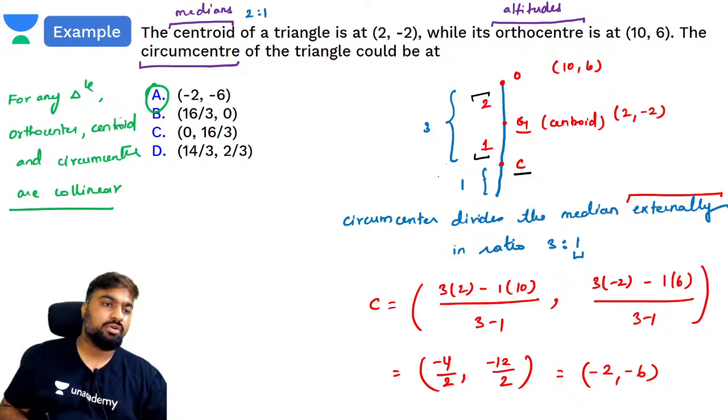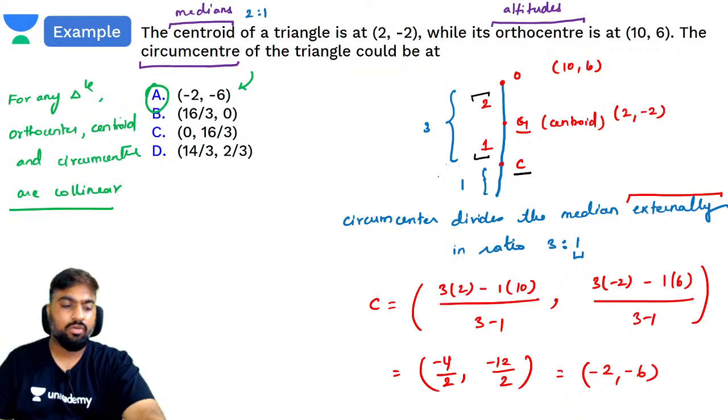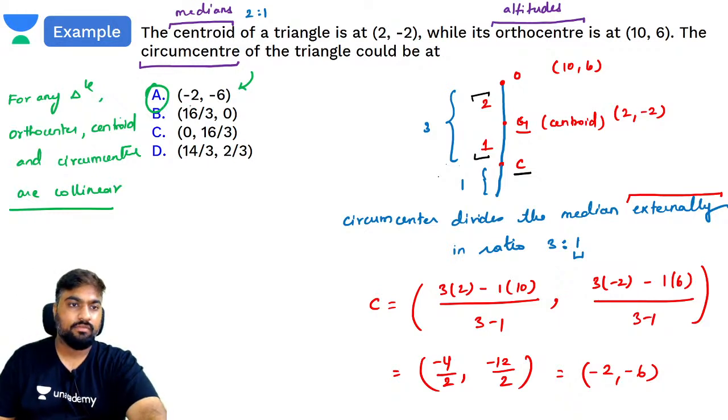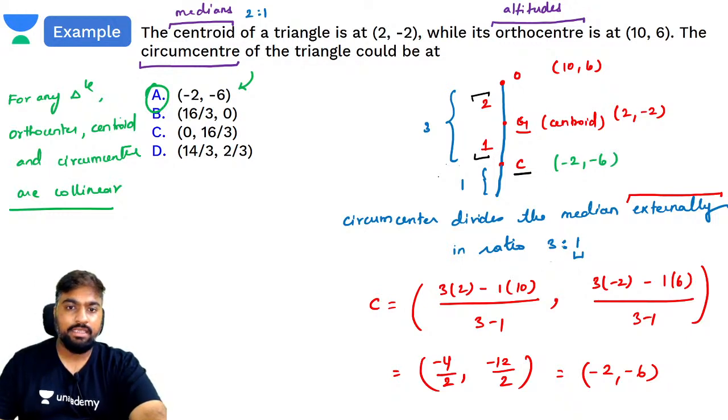So you can also use the collinearity condition and go with answer choice elimination. You can go for the area of the triangle, you can go for slope, you can go for the sum of two sides equal to the third side. Understood? So this will be -2, -6. Nalin, if you did not understand the 3:1 part, go for collinearity.